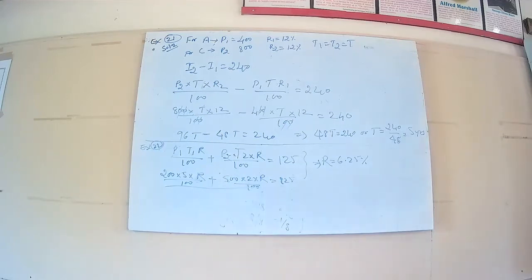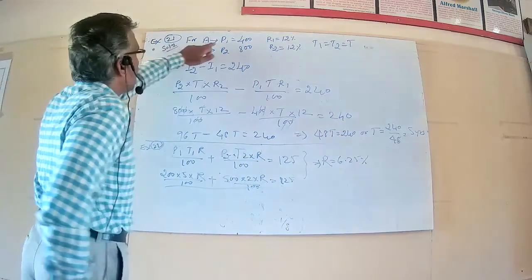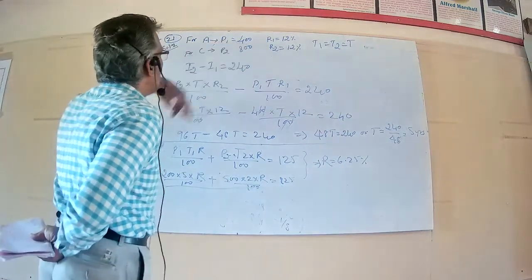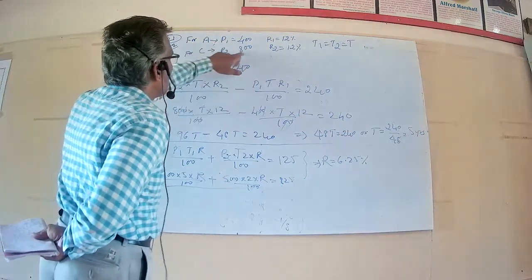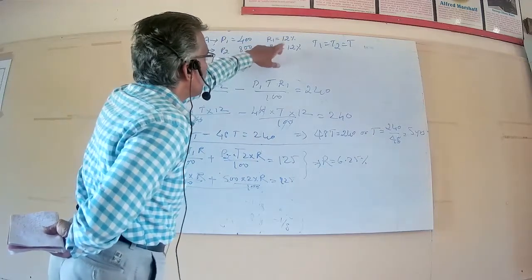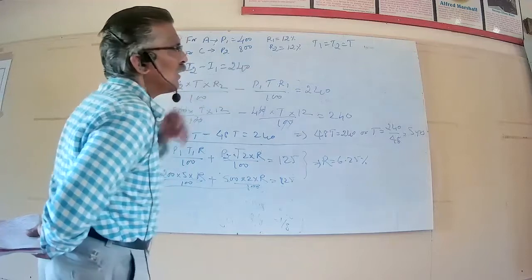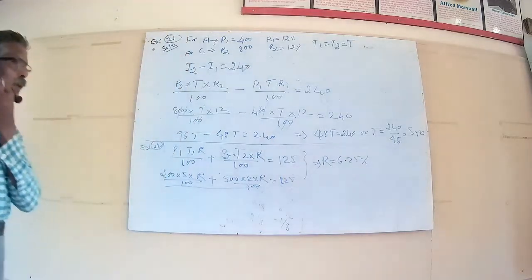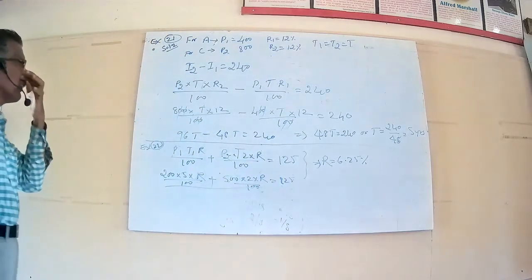What is the clue here? A borrows some money. For example, A borrows P1, say 400, and C borrows 800. Then R1, the rate of interest for both, is 12%, and T1 and T2 are equal to T, because the time period is the same for both.